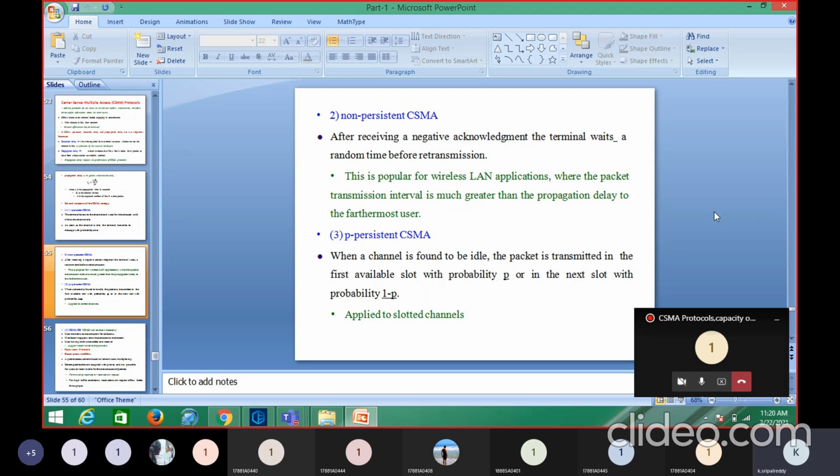So 1-persistent, non-persistent CSMA, and P-persistent CSMA.